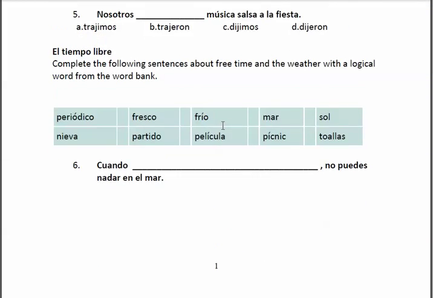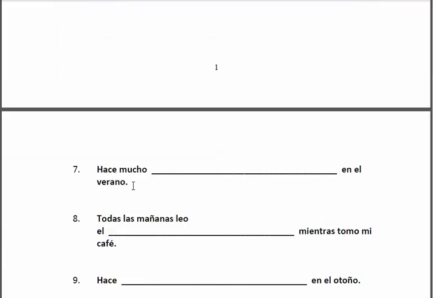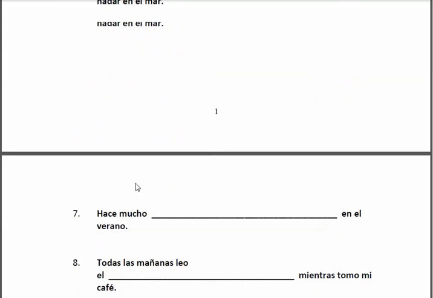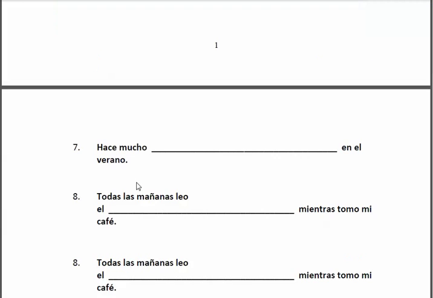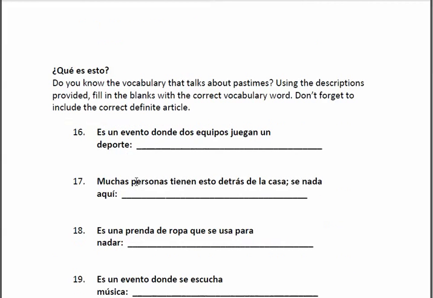This is vocabulary, el tiempo libre. This is from chapter 7. These are weather and some activities that you can do in your free time, because in order to do activities, you need to know what the weather is like. So you'll read the sentences below and then decide which of the words in the word bank would best complete the sentences. ¿Qué es esto?